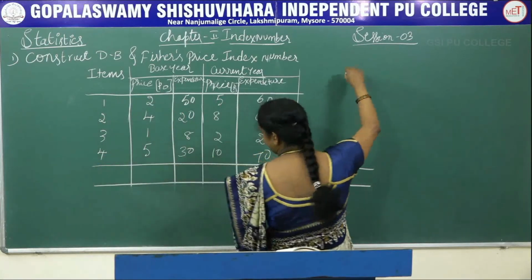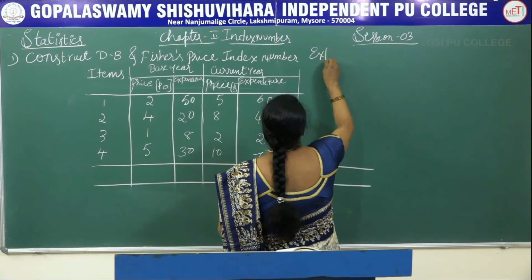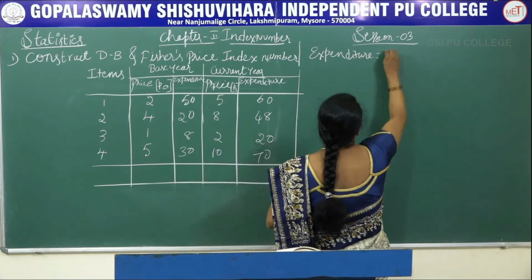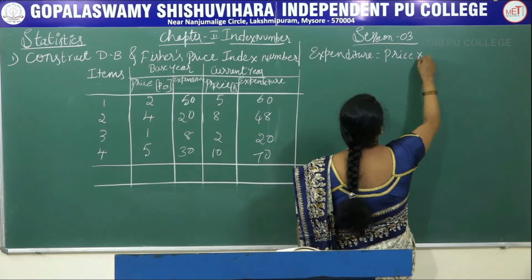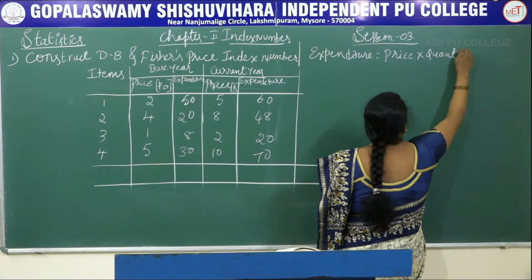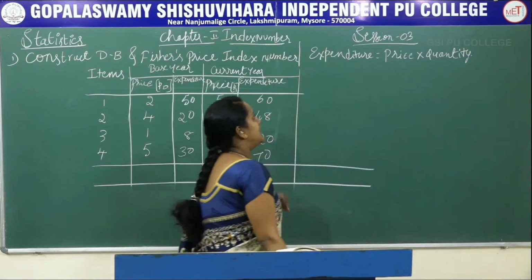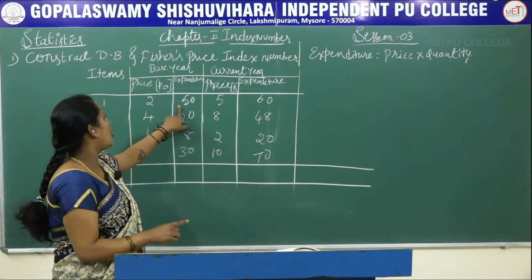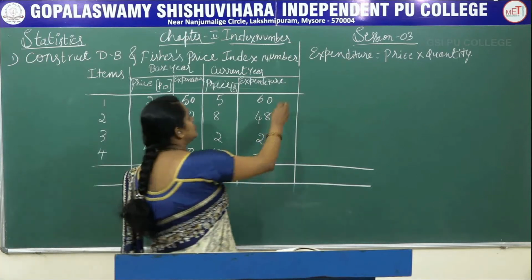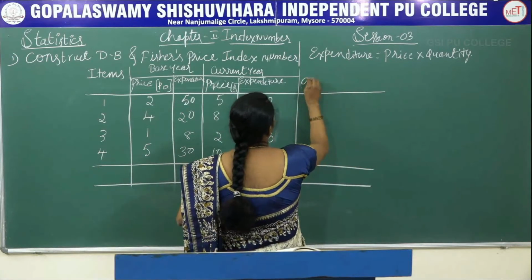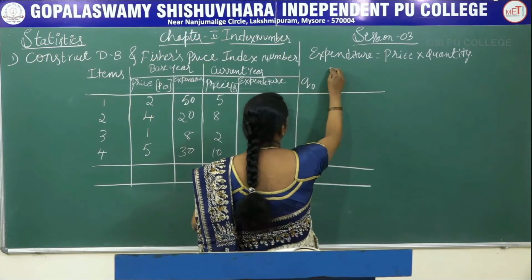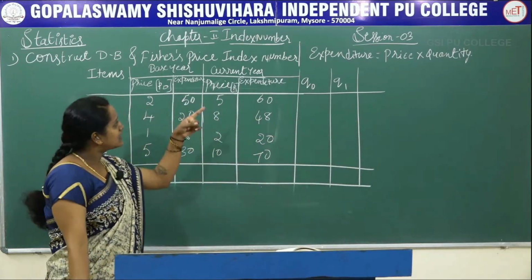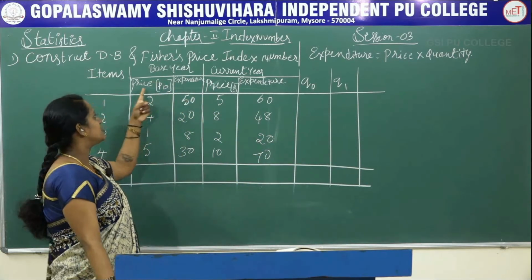To find the quantity, expenditure is equal to price into quantity. So, to find the quantity, we have to take the ratio of expenditure and the price. So that Q0 and Q1 we have to calculate. To calculate Q0, we have to take the ratio of expenditure and the price.